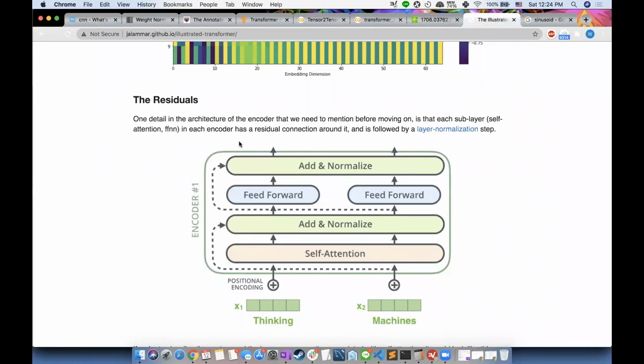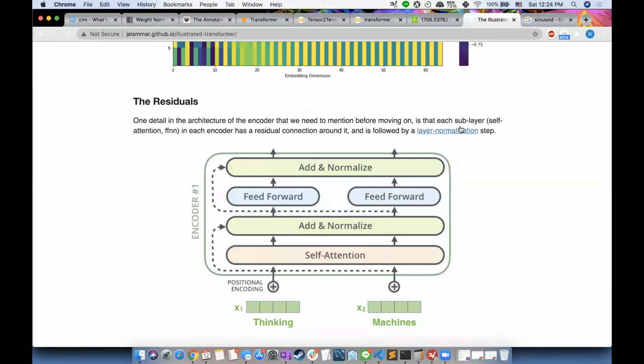The residuals. One detail in the architecture of the encoder that we need to mention before moving on is that each sublayer in each encoder, this is a sublayer, this is a sublayer, and this is one encoder. Position encoding is added here. This is your word embedding, this is position encoding. You add them together, feed that into self-attention, do add and normalize with layer normalization, and feed that into a feed forward, another layer normalization. Then you feed that into a second encoder.